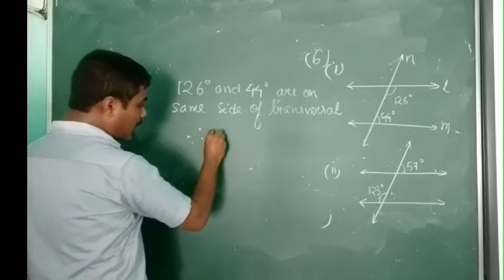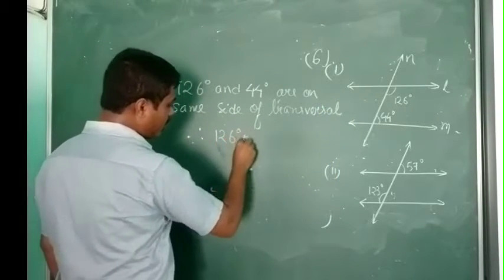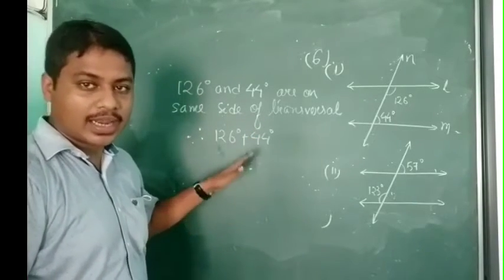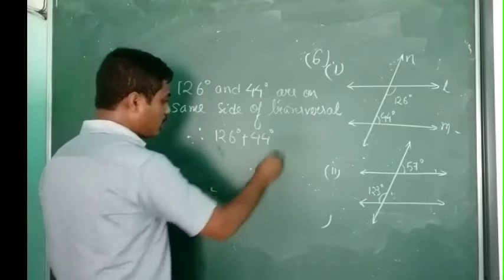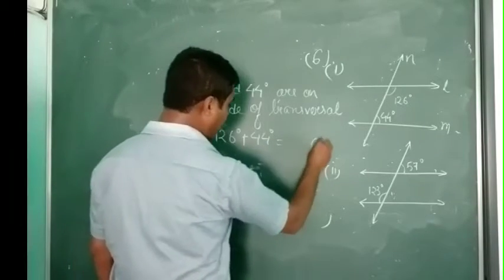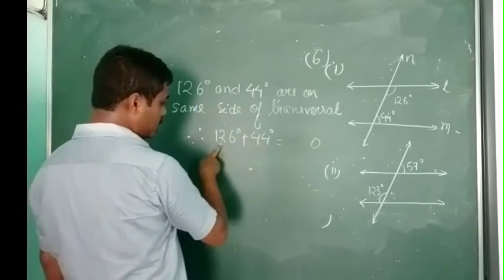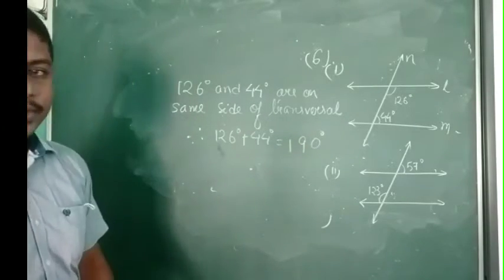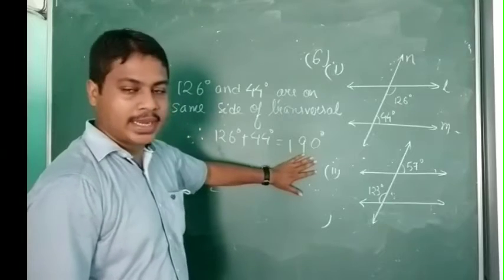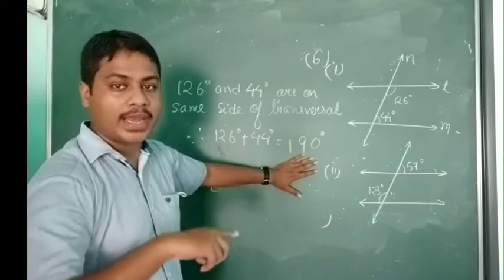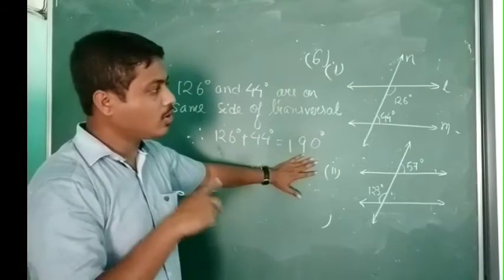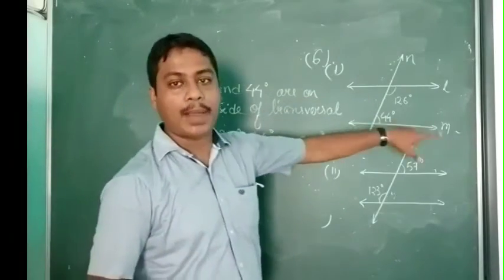Therefore, the sum of the angles, that is 126 degrees plus 45 degrees, should be equal to 180 degrees. Let us find out whether we get 180 degrees or not. So we have got the angle as 171 degrees. We should get the value as 180 degrees. Since the angles are not supplementary, we cannot consider that line L and M are parallel to each other.